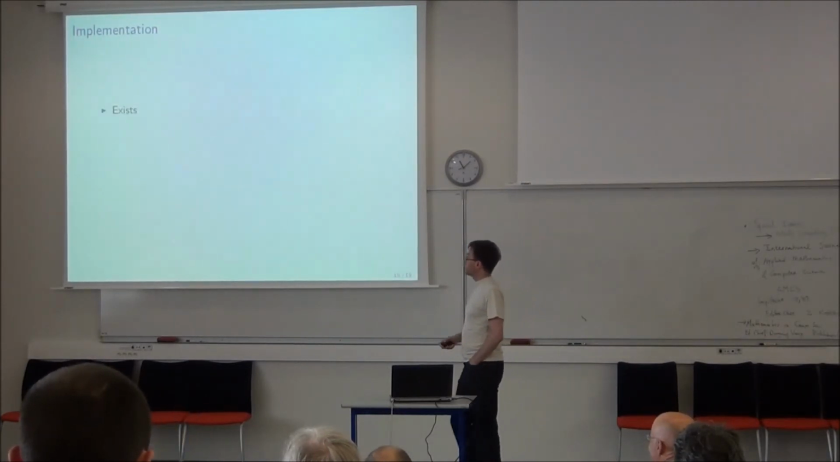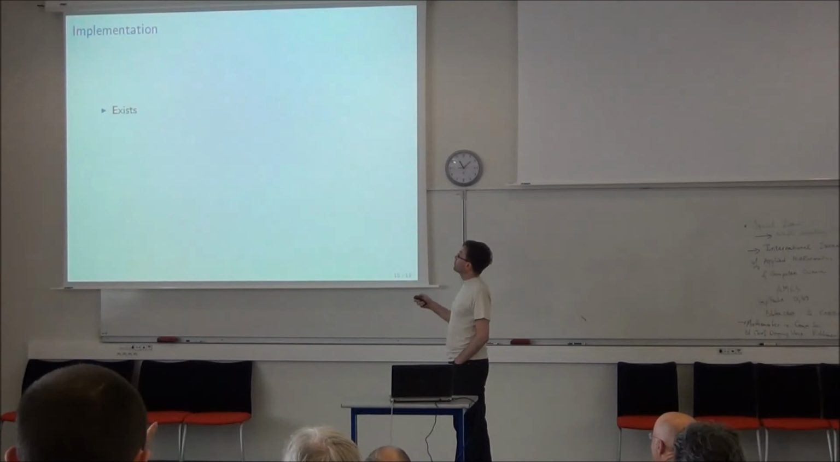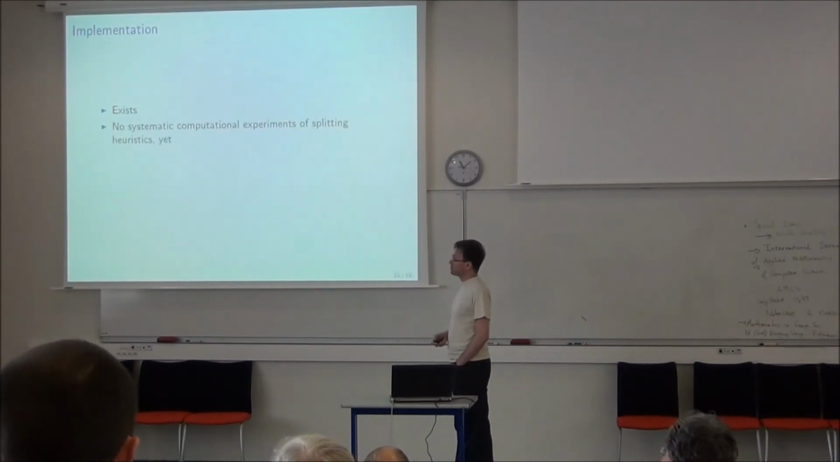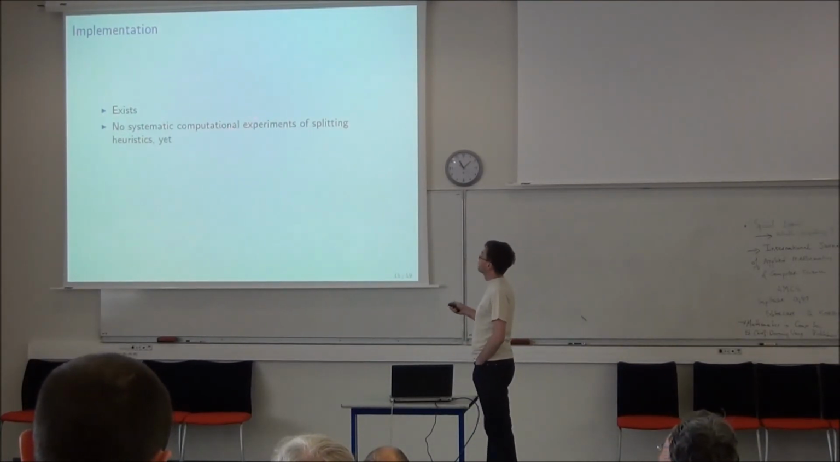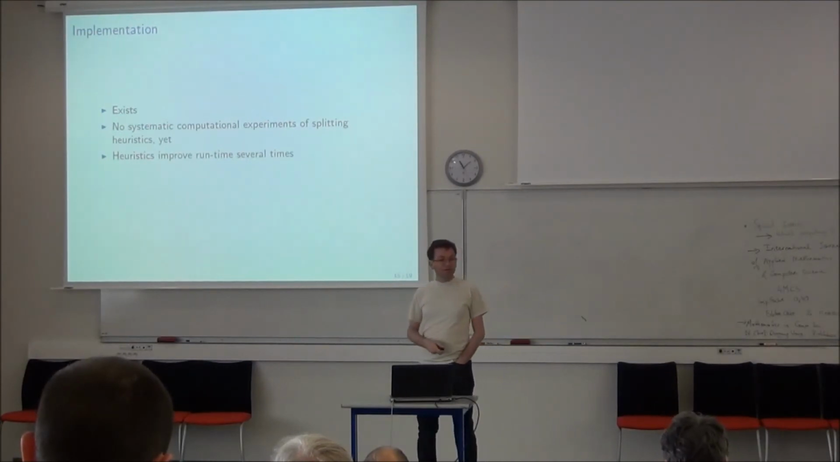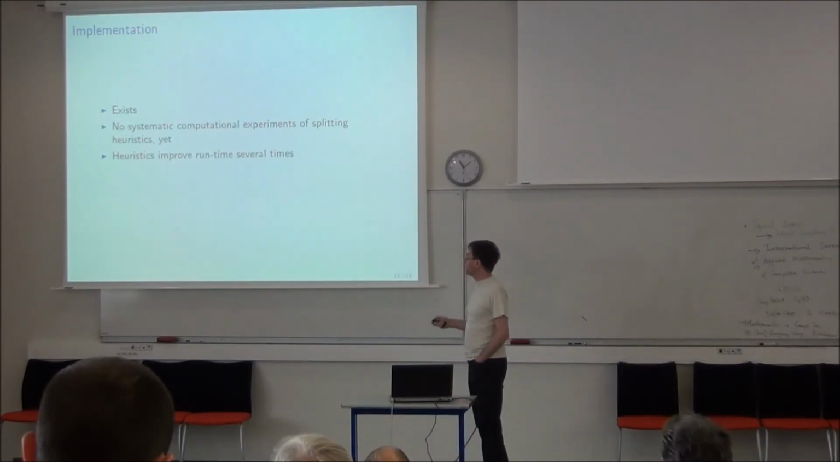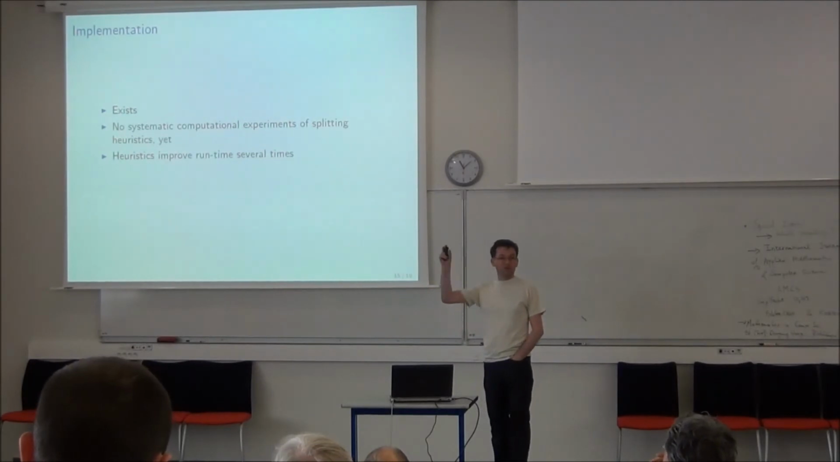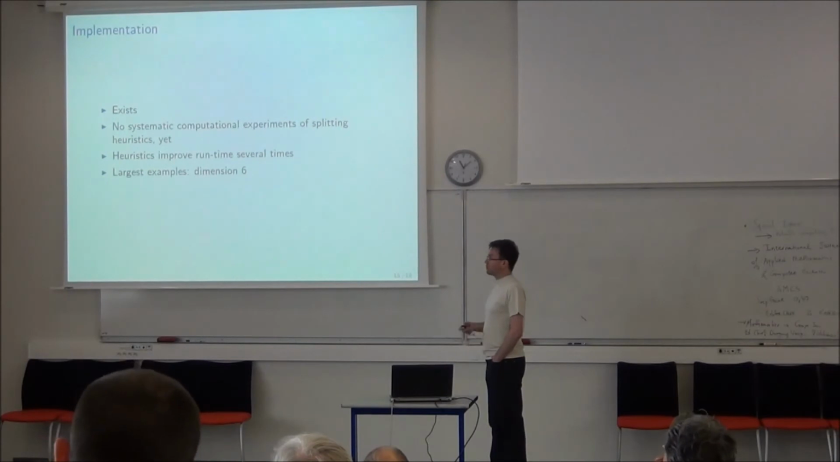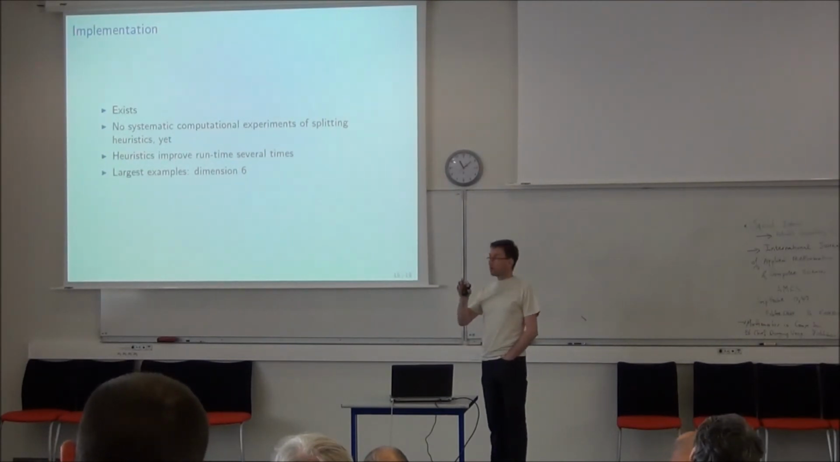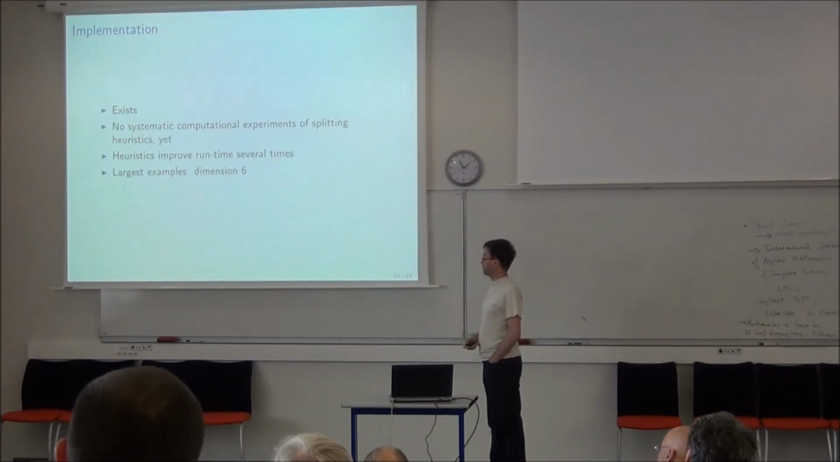We have an implementation, some older one for the general method, but also of the splitting heuristics. But unfortunately, I didn't have the time to do some systematic experiments with those splitting heuristics. But for some examples that I tried, the improvement is several times, so let's say 3, 4, 5 times faster. The size of the examples that we compute is up to maybe dimension 6. After that it becomes really difficult.